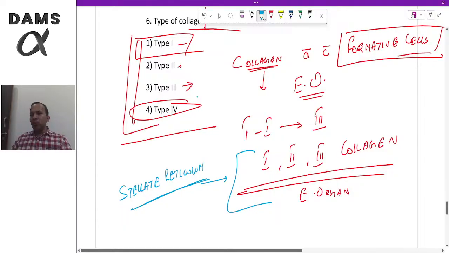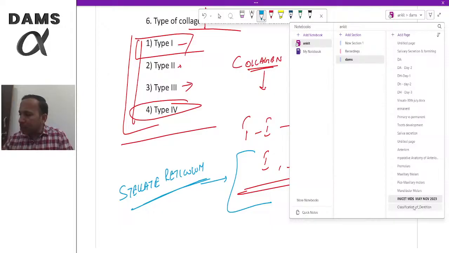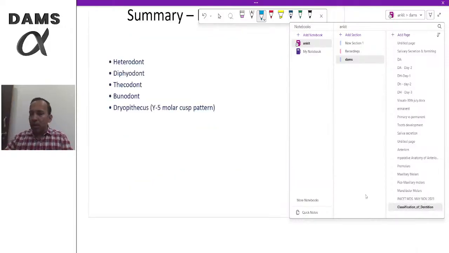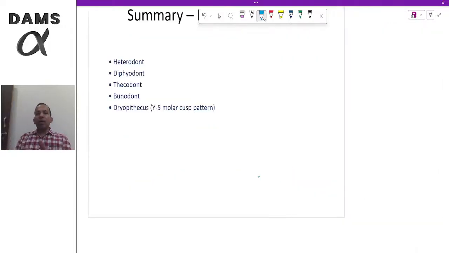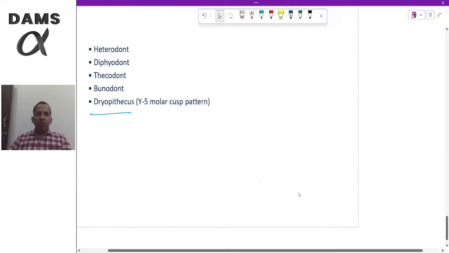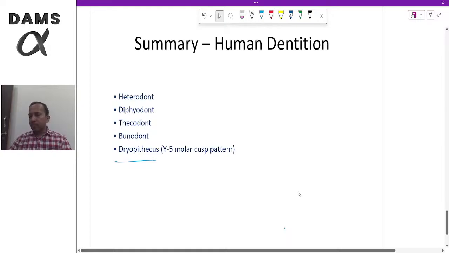Is there anything else that you would like to ask? Now, I had a query in the last session. Someone asked me about the dentition, right? Classification of dentition. उसमें भी ड्रायोपैथिकस पैटर्न पूछा था, ड्रायोपैथिकस पैटर्न। तो ड्रायोपैथिकस पैटर्न क्या होता है?